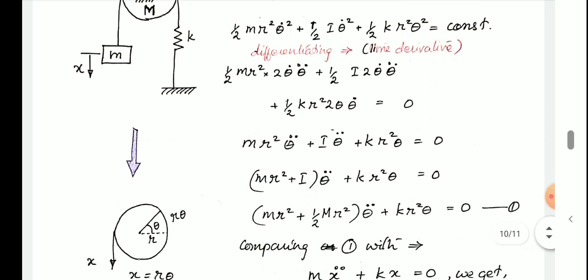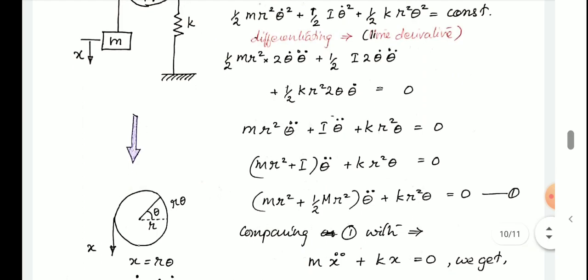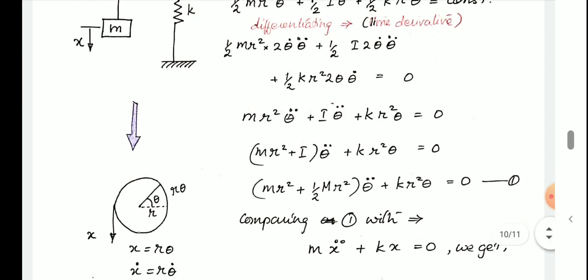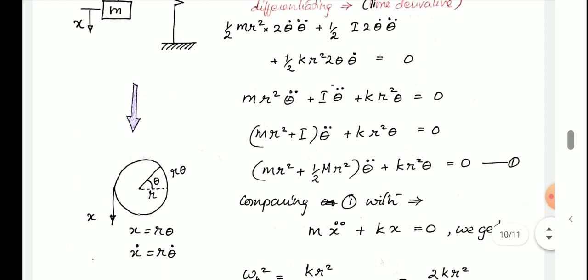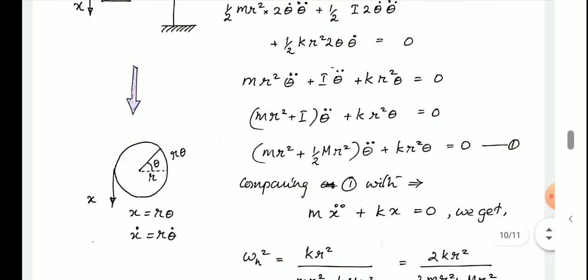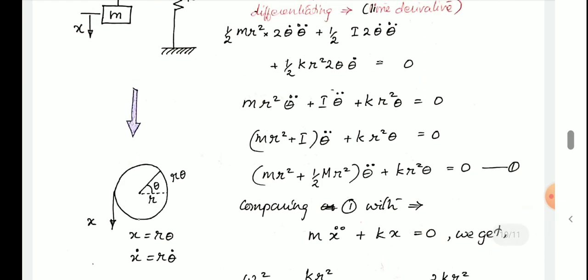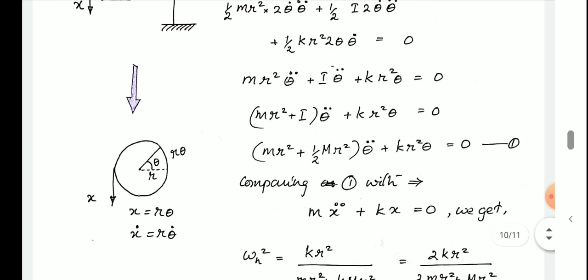In all the three terms, half (1 by 2) is common. In all the three terms, 2 is common, and theta dot is also common. Cancelling out all the three common terms, we remain with the equation m r square theta double dot plus I theta double dot plus k r square theta equal to 0. Now rearranging the terms with theta double dot and theta, we have m r square plus I common, theta double dot plus k r square theta.